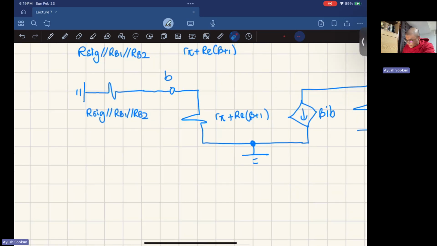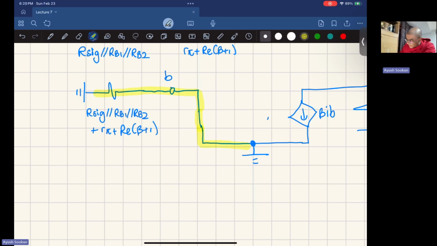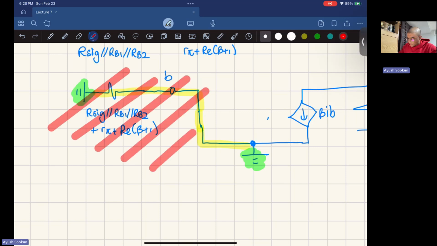Okay, so now that I have this, I can realize that these two resistors are in series. So I just remove one of them, and I'll just write here plus R pi plus RE times beta plus 1, and then here I can do the connection. So now I notice that this resistor is connected to ground on this side, and it's connected to ground on this side. What does that mean? The resistor is short-circuited, so this resistor does not take part in that circuit.